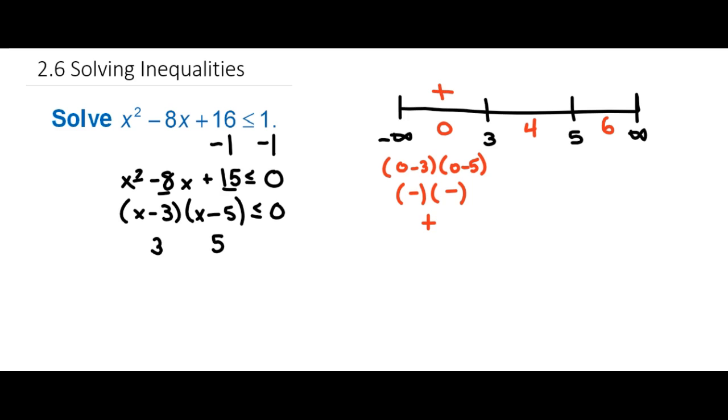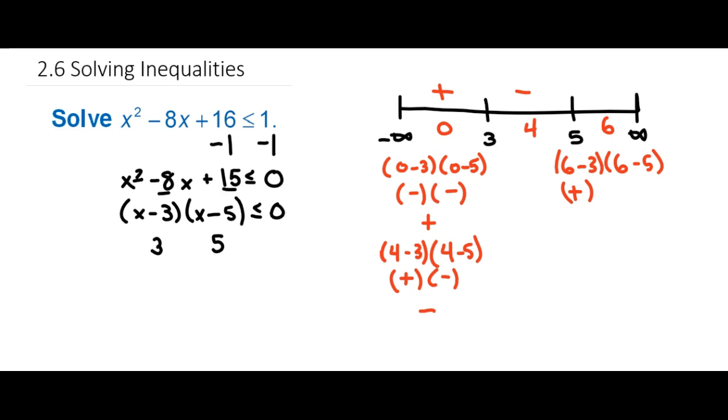Now let's test 4. So 4 minus 3 is positive, and 4 minus 5 is negative. A positive times a negative is a negative. So in this interval, we have a negative. For 6, we do 6 minus 3 and 6 minus 5. We have a positive, and that's going to give me a positive when I multiply them together. So in this interval, we have a positive.